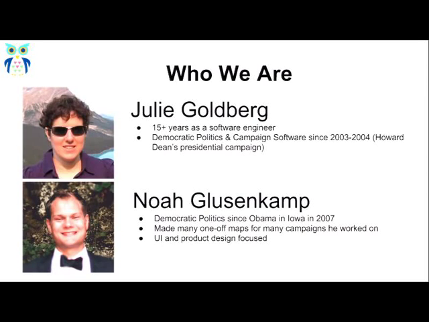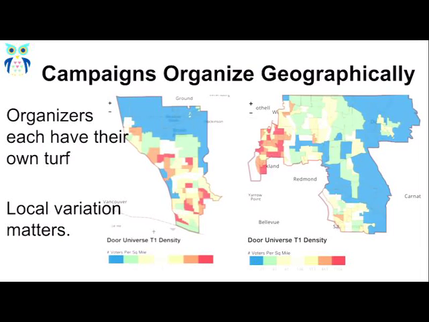My business partner, Noah, got started in politics doing field work for Obama and made individual maps as one-offs using more desktop tools for campaigns. He does more of the UI stuff, and I do the back-end engineering. The thing to know about campaigns is that they organize geographically, so maps are very important, though they're not used the way they should be, which is why we've built the system.